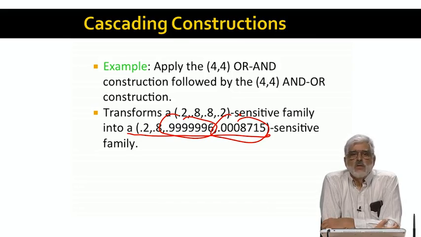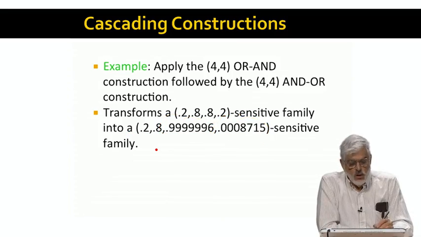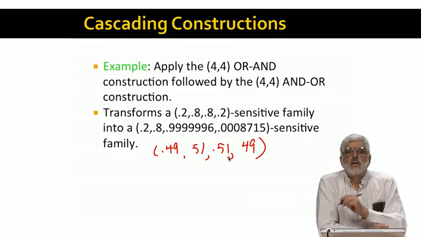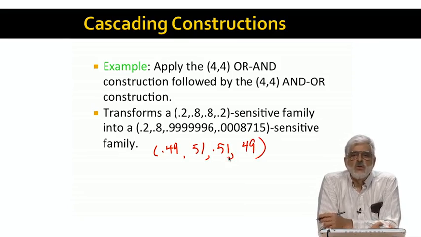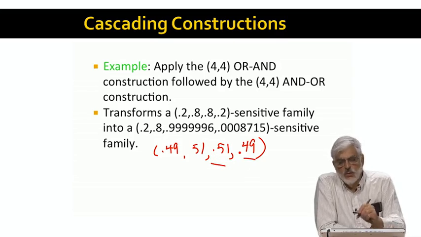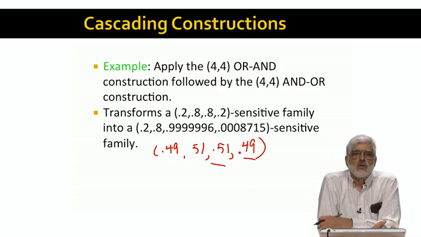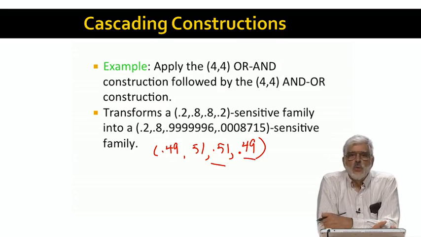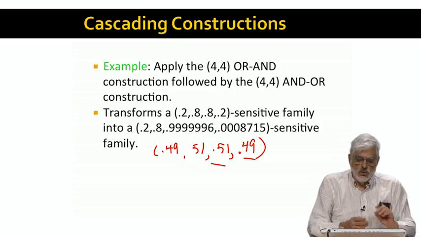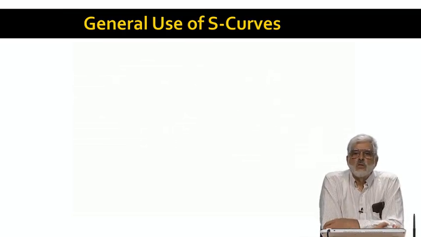But we are free to make the distances be whatever we want, as long as the first is less than the second. For example, we could start with a (0.49, 0.51, 0.51, 0.49)-sensitive family, and do constructions that would drive the probabilities, which are initially 0.51 and 0.49, close to 1 and 0, respectively. Of course, we would need many more than 256 of the base functions to get such a steep S-curve. What I'd like to do now is explain how to select the values of R and B for AND and OR constructions.